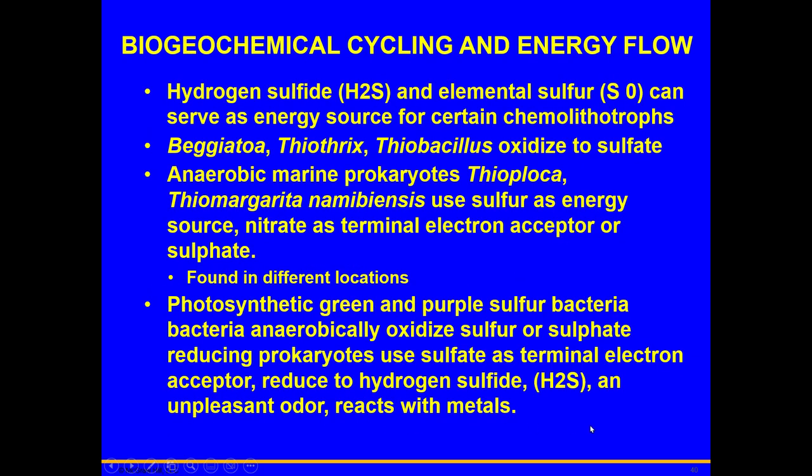Now, hydrogen sulfide and elemental sulfur can serve as energy sources for certain chemolithotrophs. For example, Beggiatoa, Thiothrix, and Thiobacillus oxidize it to sulfate. Anaerobic marine prokaryotes such as Thioploca and Thiomargarita namibiensis use sulfur as an energy source and nitrate as the terminal electron acceptor, or they will use sulfate.